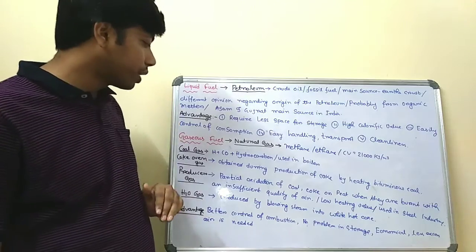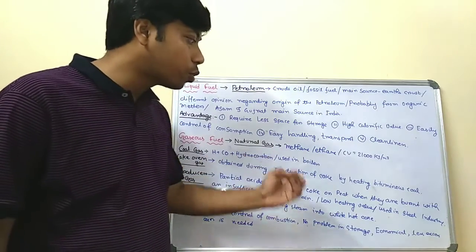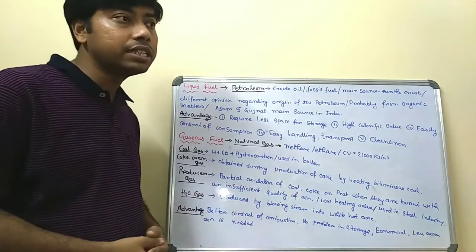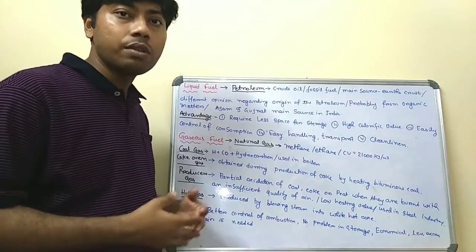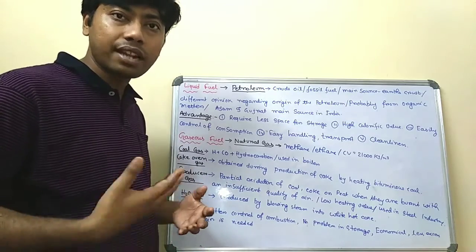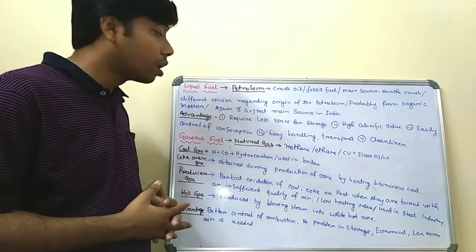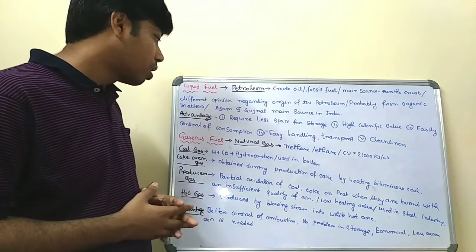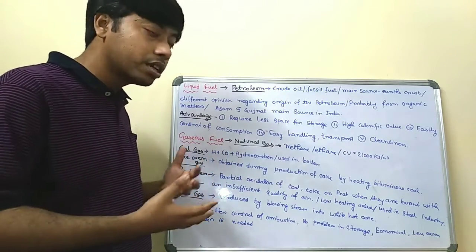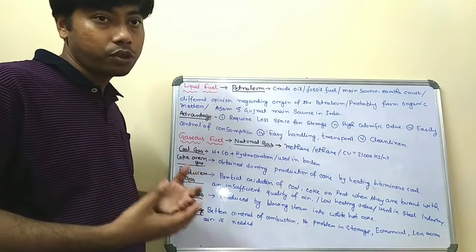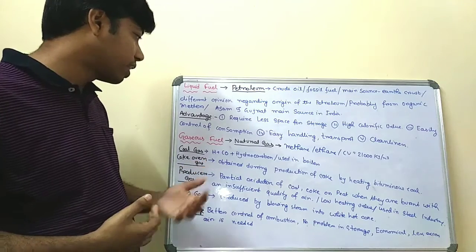Now, coke oven gas is obtained during the production of coke by heating bituminous coal. As you know, there are four types of coal: peat, lignite, bituminous and anthracite. Out of the four, bituminous coal, when heated, gives this particular type of coke oven gas.